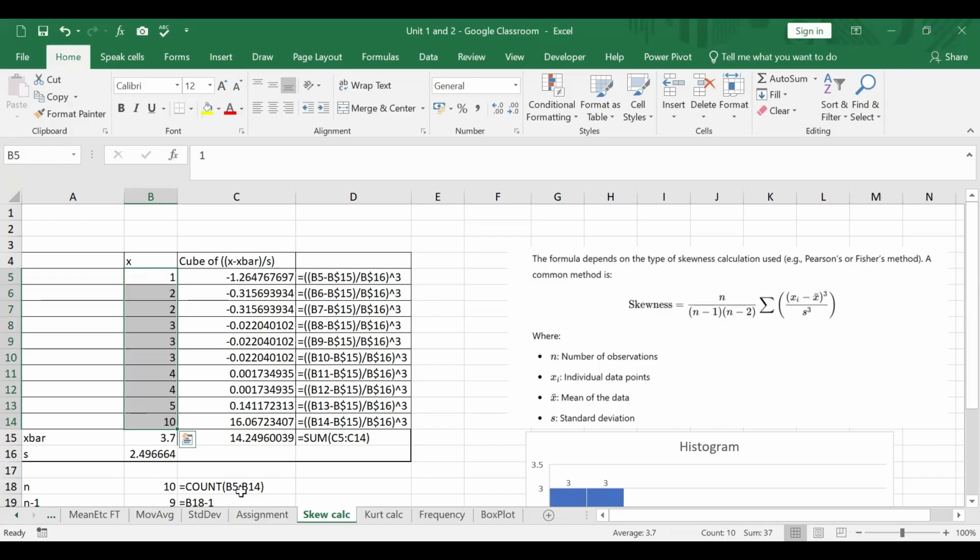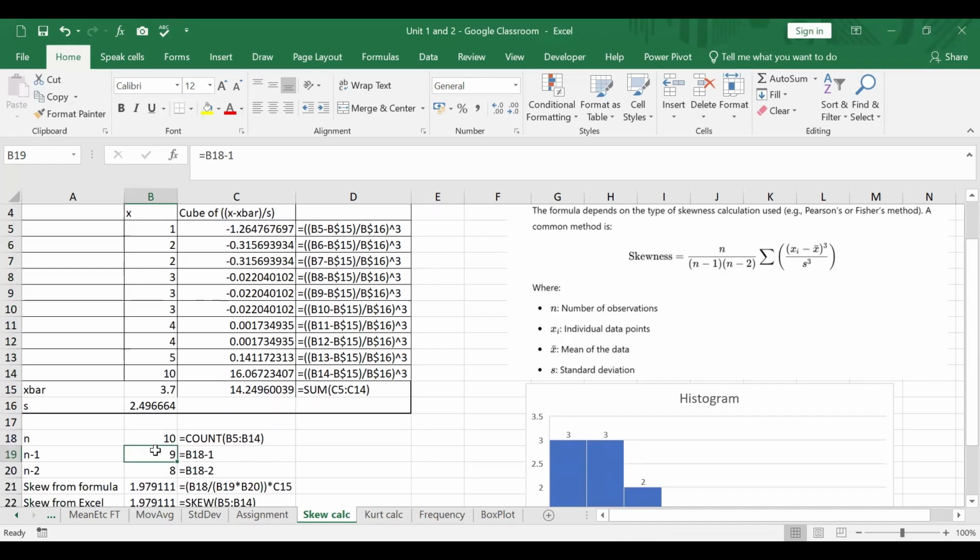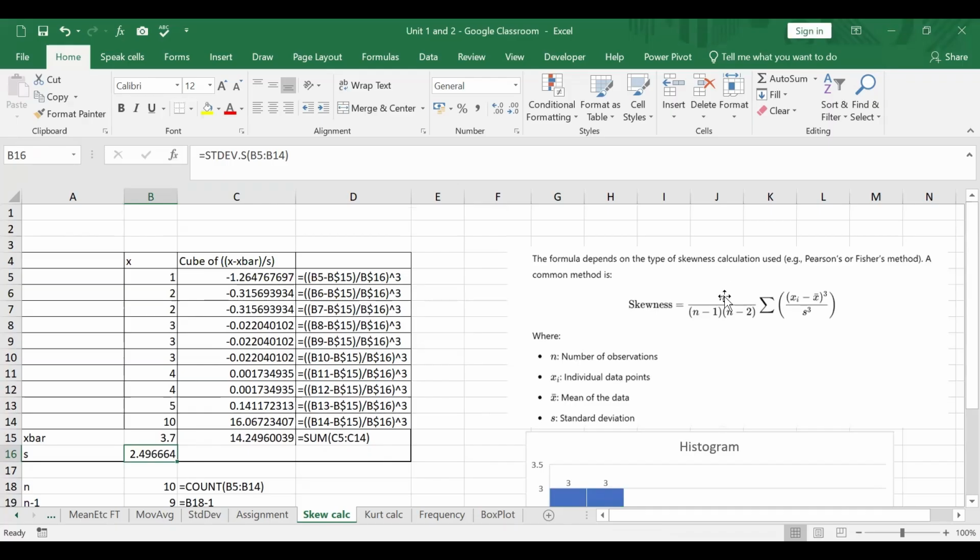Here I use the formula COUNT. And n minus 1 is 10 minus 1, n minus 2 is 10 minus 2. One more thing you have to find out is s, the standard deviation, STDEV.S, the standard deviation of the sample, and the data is from B5 to B14. When you put this formula STDEV.S in brackets B5 to B14, you get the value 2 point something.